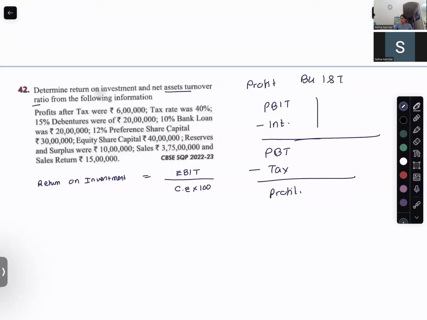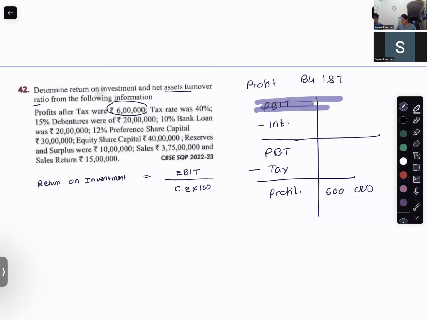Okay. What do I need? I need this profit before interest and tax. Are you with me? Okay, fine. I need profit before interest and tax, and then I need the capital employed. Correct? Okay. What have they given to me? They have given me the profit after tax. The profit after tax is 600,000. I am putting it.